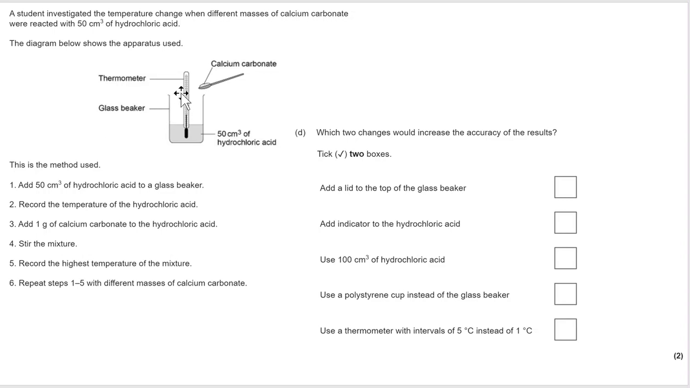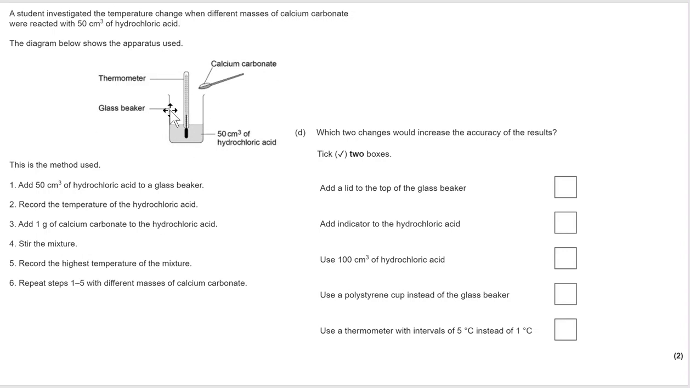On to part D, a student investigating temperature change when different masses of calcium carbonate were reacted with 50 cm cubed of hydrochloric acid. We've got the method here as well for you to read through. It's an important method to be familiar with, but how could we improve the accuracy of the results?